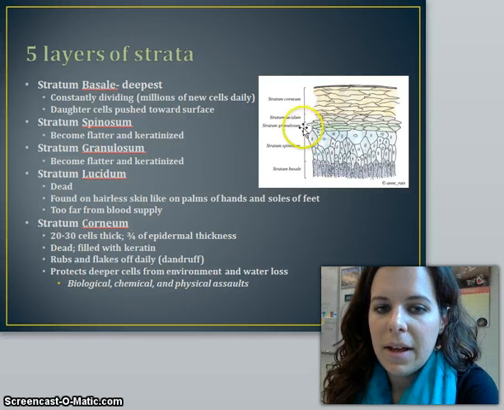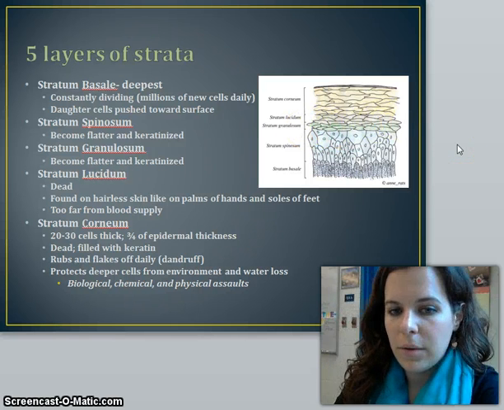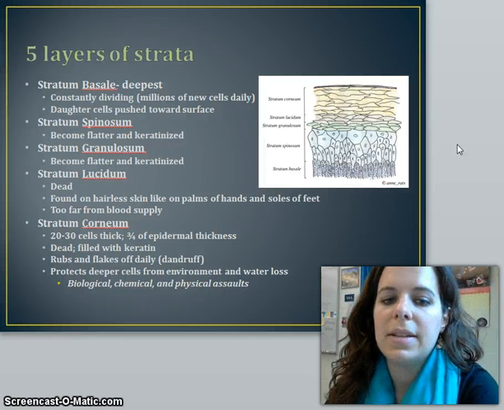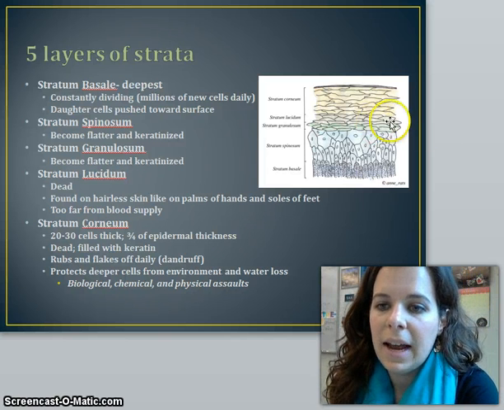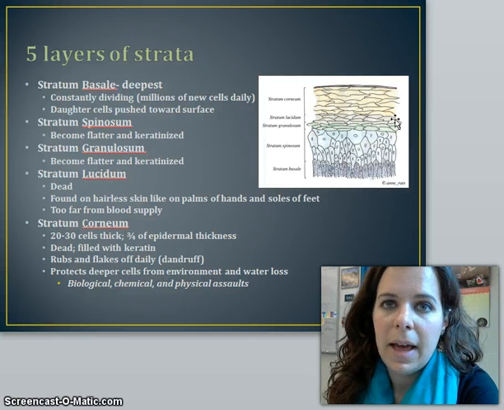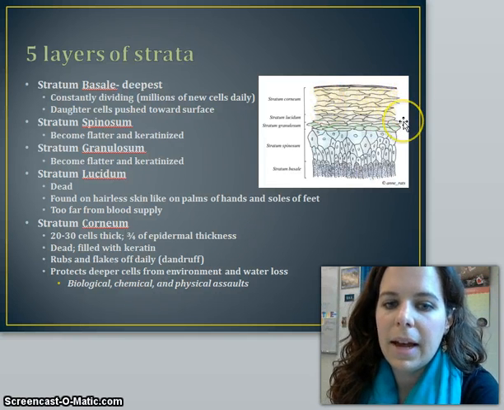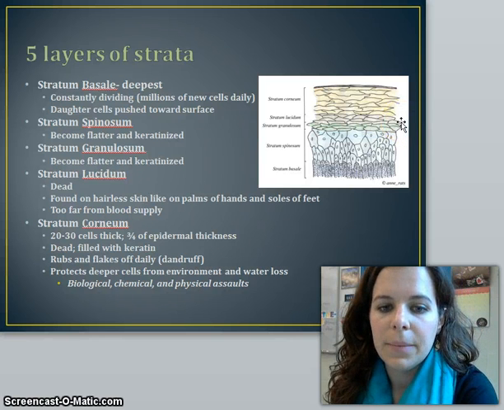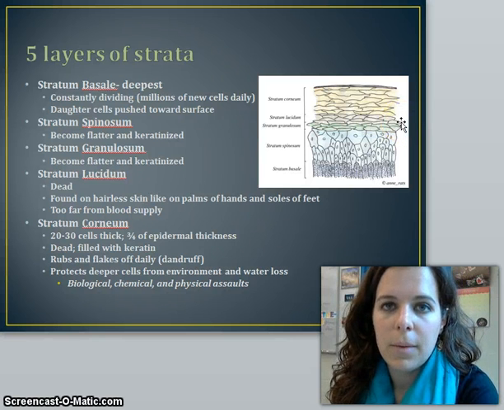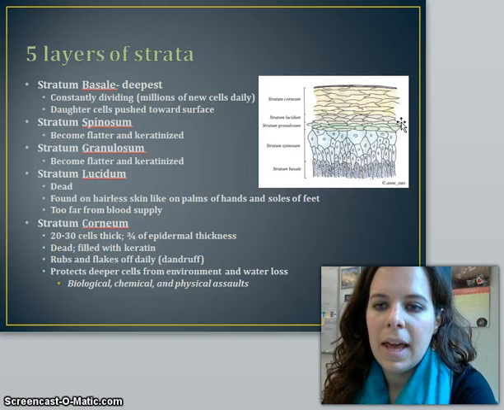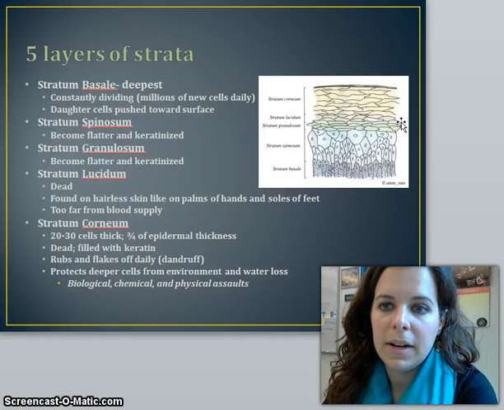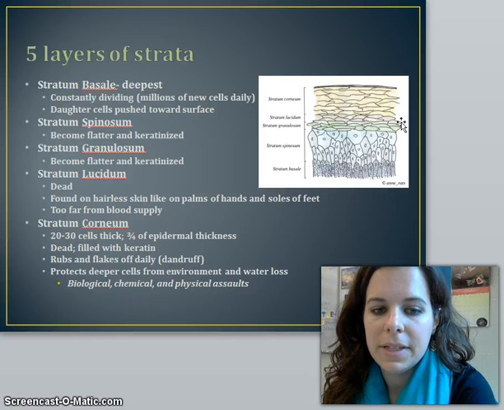In the stratum lucidum, which is found on hairless skin like palms of hands and soles of feet, the cells have died. They are too far from the blood supply to continue to live. And then the stratum corneum, which is the top layer, is about 20 to 30 cells thick, depending on where it is in your body. And it's about 3/4 of the epidermal thickness. So this is a pretty thick layer of skin.